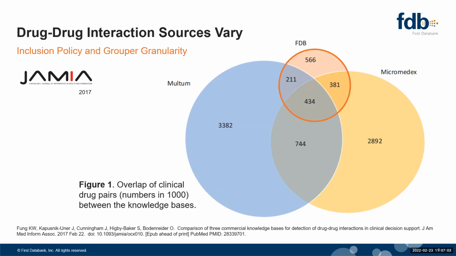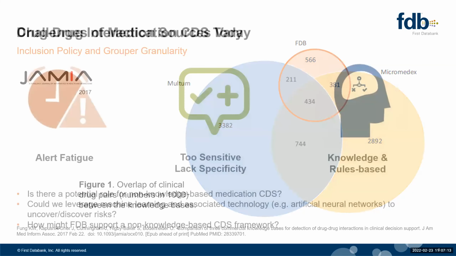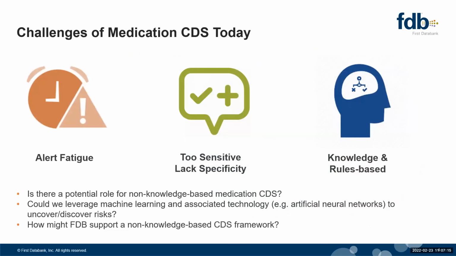We're all thoughtful in how we create our content and how we deploy it. At FDB, we are proud of the fact that we try to be as judicious as possible with the amount of content and the granularity of the content that we put out there. But we are aware that there are still challenges in the space. And some of them, of course, alert fatigue is a problem that can be compounded by lack of specificity in the content or how others have programmed to the content. It can be too sensitive.